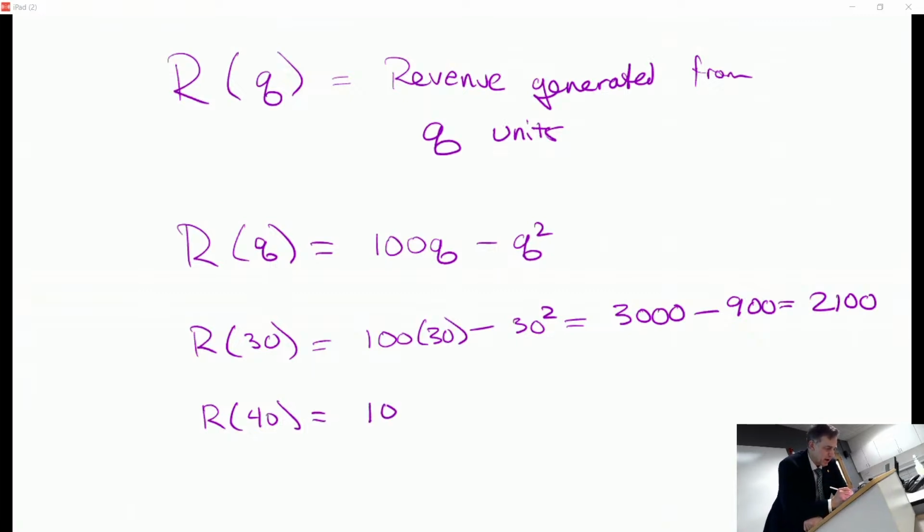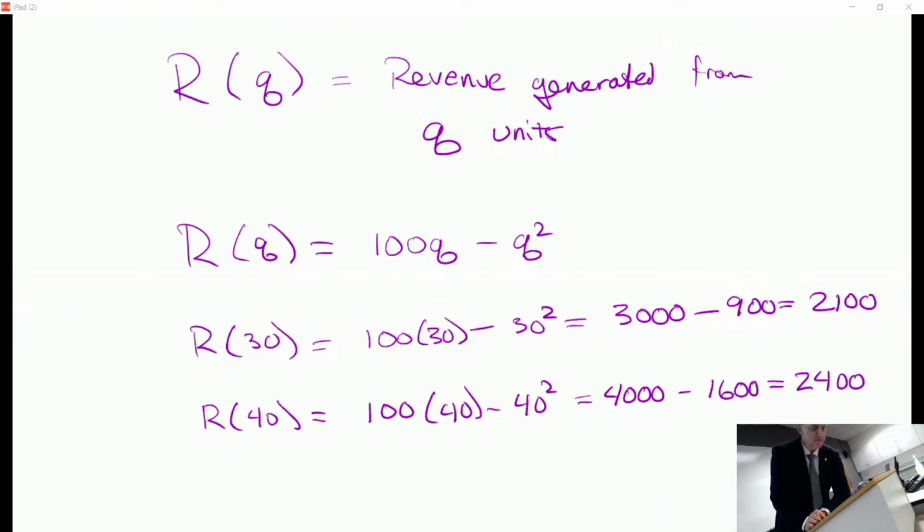But anyway, if we did R of 40, that's 100 times 40 minus 40 squared, so 4,000 minus 1,600 is 2,400. So we don't get as much bang for the buck, if you will, from producing those extra 10 bicycles, because notice that the revenue we get is just another $300.